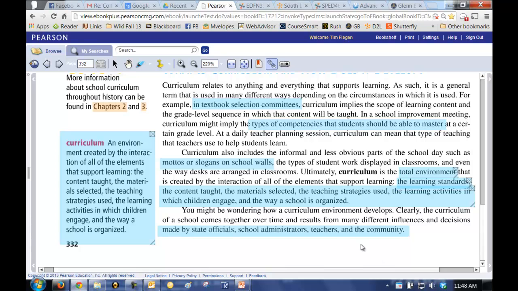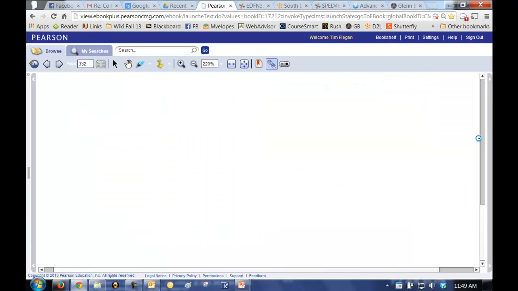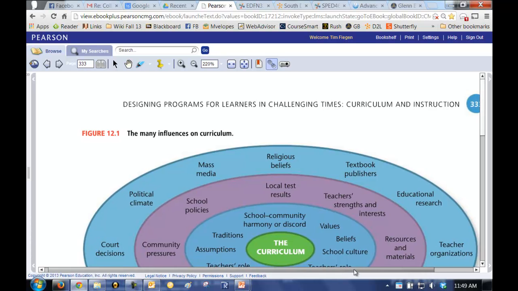Well, how did we develop this? Clearly curriculum comes together over time, the result of many different influences, and it just changed with the adoption of a national curriculum. It's made by state officials, school administrators, the teacher community, and I'm telling you now, by people at the federal level, people way above us. I think it's very hard to impact the curriculum when you give that power away to people at that level.